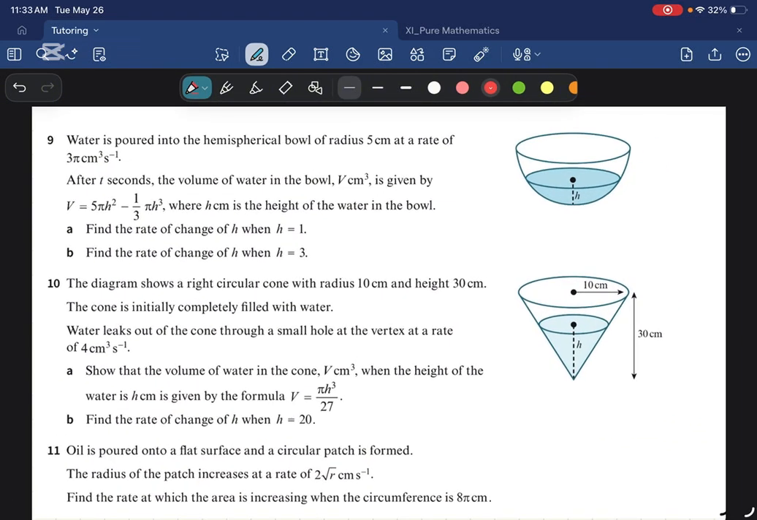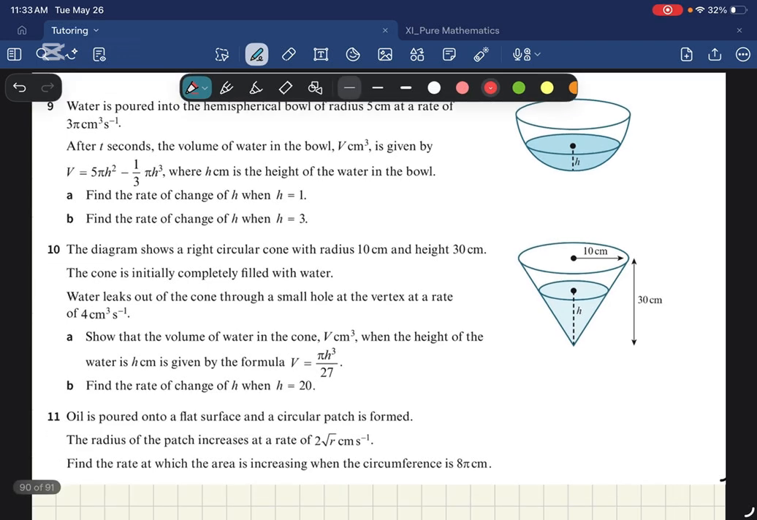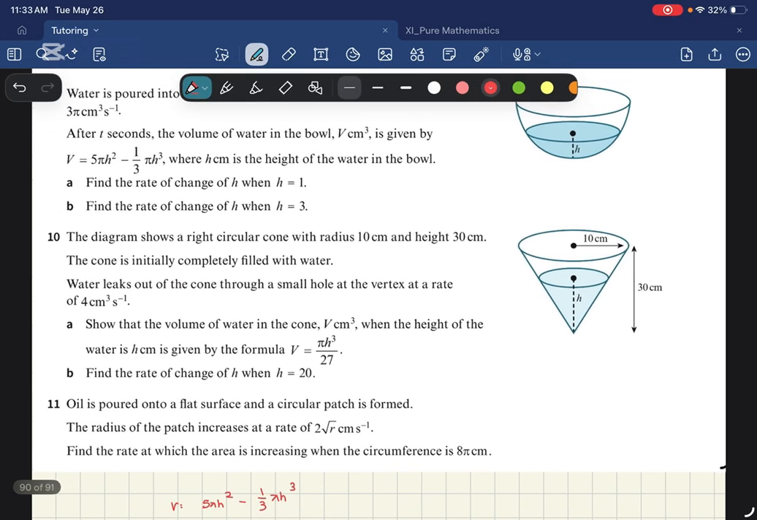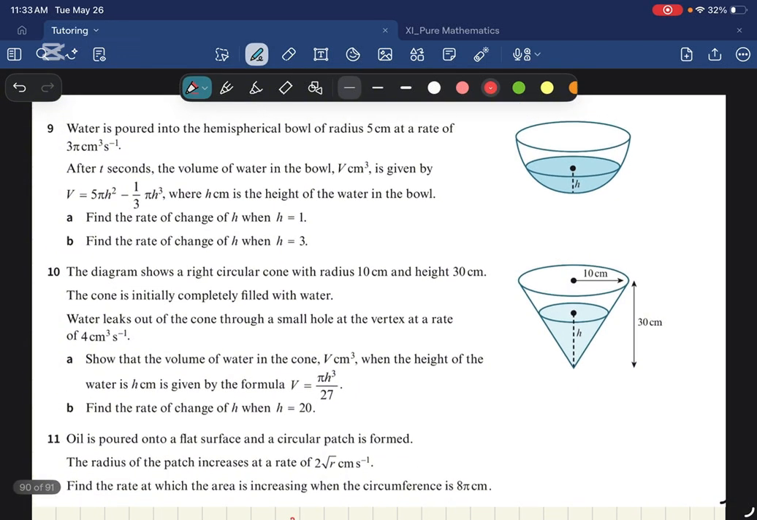Question 9. So we are given a hemispherical bowl. So it's basically half of a sphere, right? We are given the volume of the water in the bowl is given by V is equal to 5 pi h squared minus 1 over 3 pi h cubed, where h is the depth. I am guessing they want us to find dv by dh. No. So, okay, we are asked to find dh by dt in both cases at different values of h.